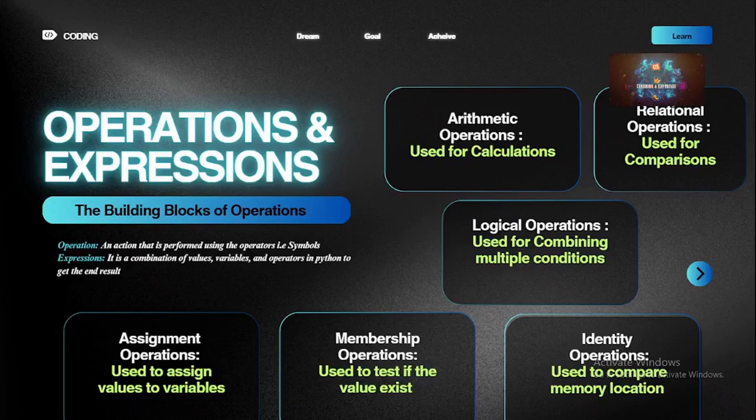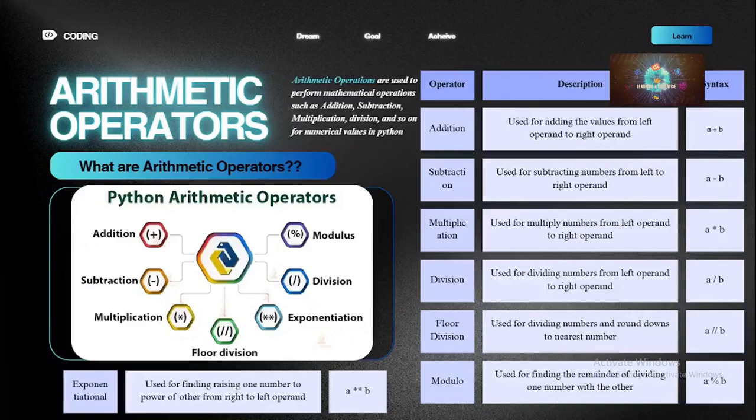So first we will see arithmetic operations in Python. So what are arithmetic operators? Arithmetic operators are useful for performing mathematical operations in Python, where we get the result as numerical values. We have addition, subtraction, multiplication, division, floor division, modulo and exponential.